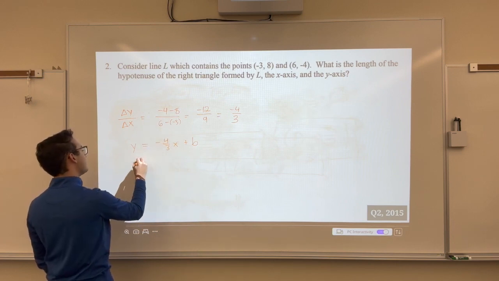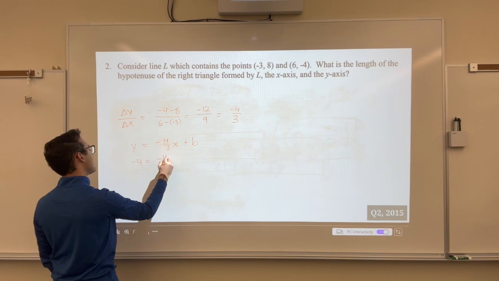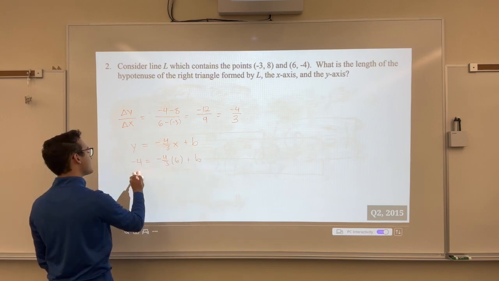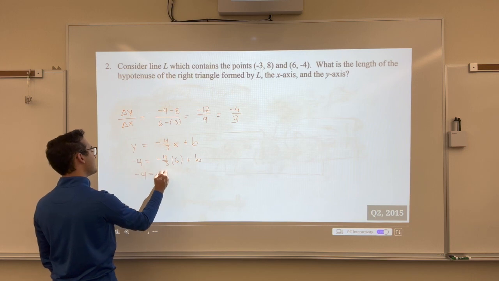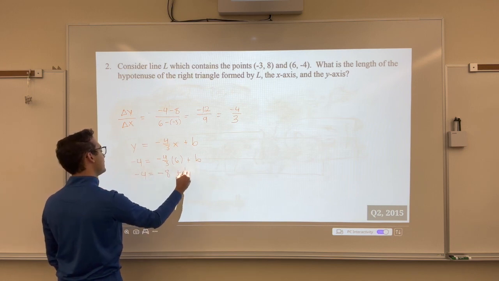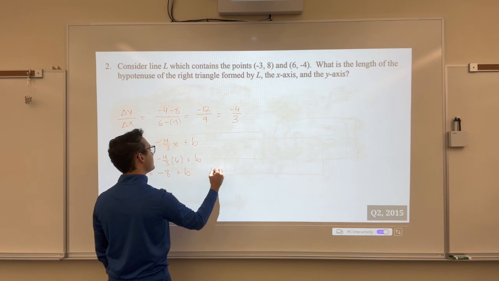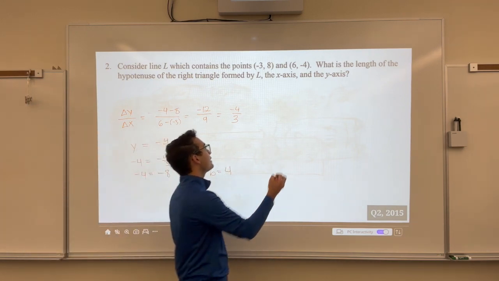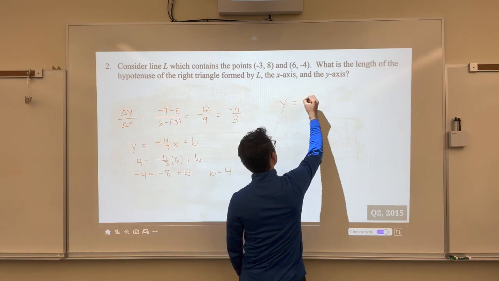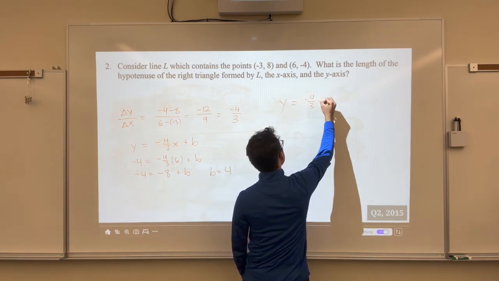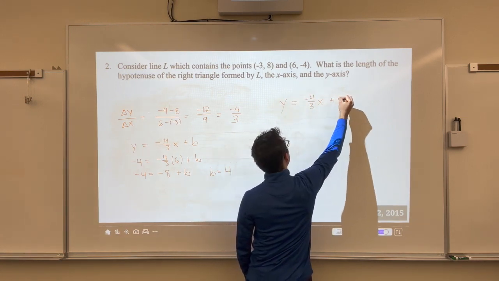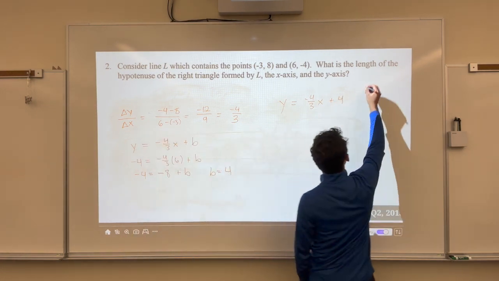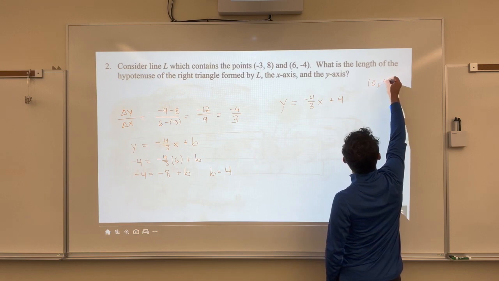So we say that negative 4 is equal to negative 4/3 times 6 plus b. Simplifying this, we get that negative 4 is equal to negative 8 plus b. And therefore b is equal to positive 4. So the equation of this line is y is equal to negative 4/3 x plus 4. Now already that tells us that the y-intercept is going to be (0, 4).